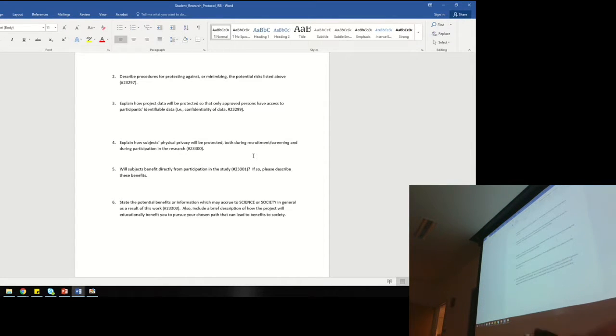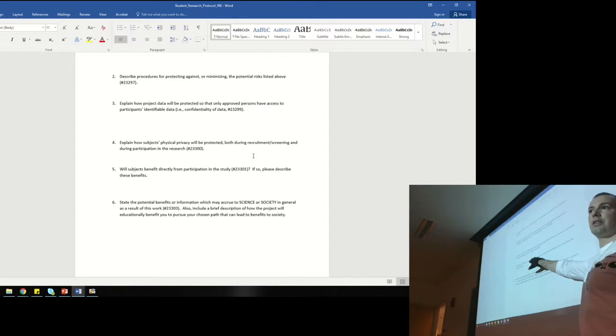And then I will also see if I can put together a sort of stock procedures for many of these. So for example, state the potential benefits of the information that might accrue to society, science and society in general as a result of this work. There used to be one, where is it? It's not in here. Oh yeah, will subjects benefit directly for participation in the study? You might think yes. The answer to this is typically no.